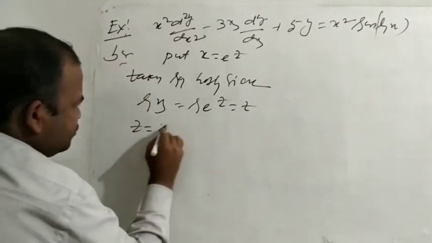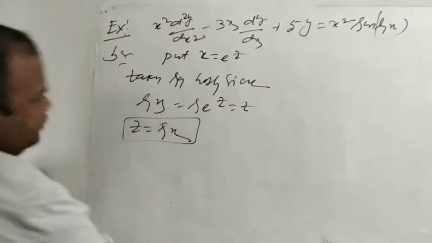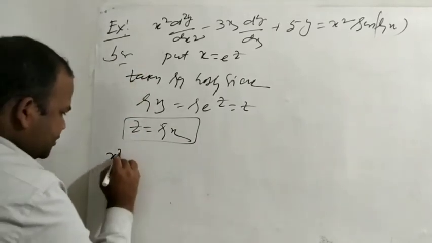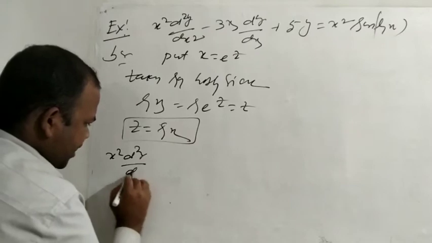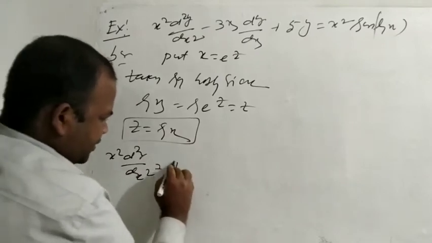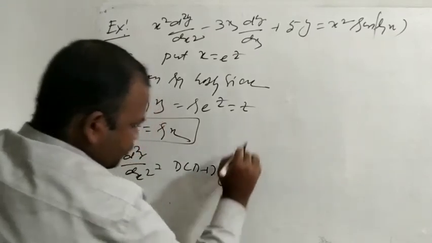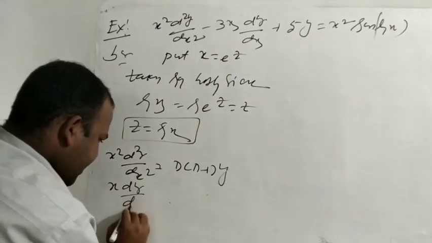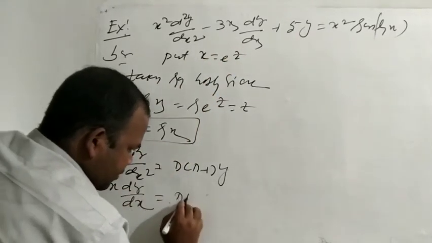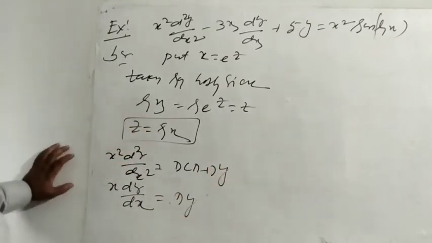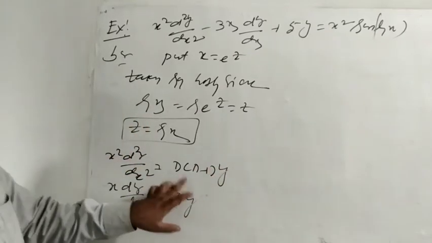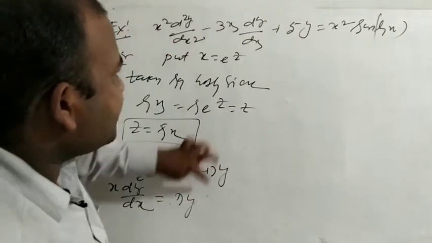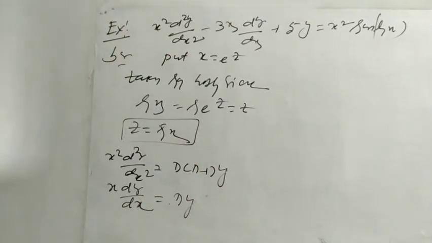So z equals log of x. And this is what? x square d square y by dx square, which is d into d minus 1 into y, second order. Similarly x dy by dx means only dy. So put this one, because this is the formula in case of Cauchy differential equation. Replace this by this and this by this, then it will convert into the form of a linear differential equation.